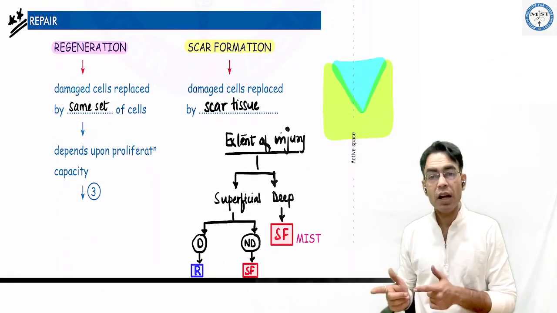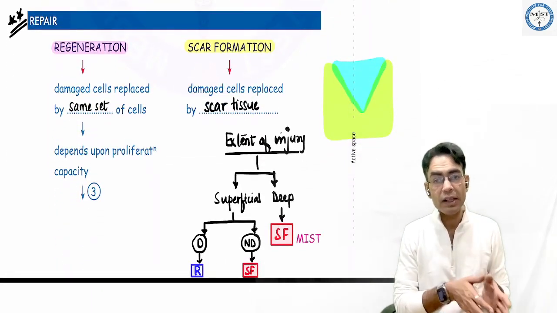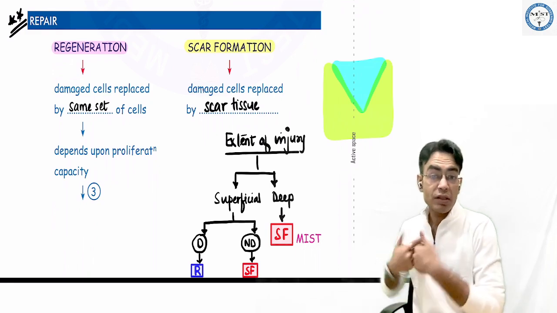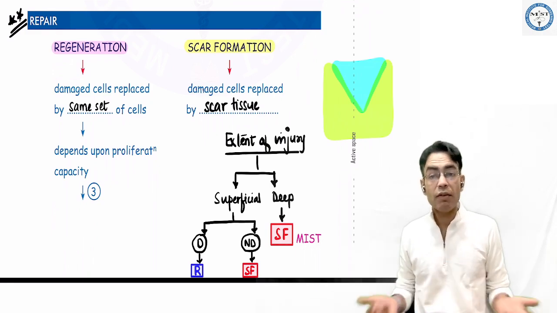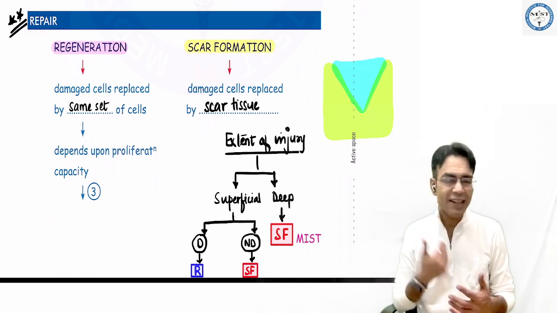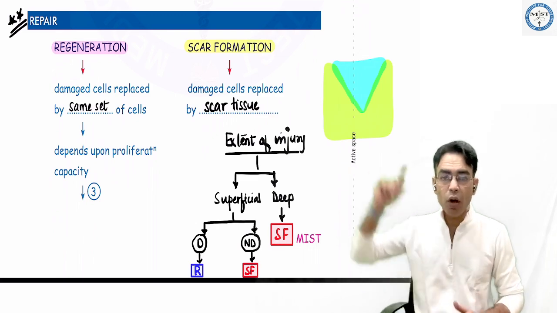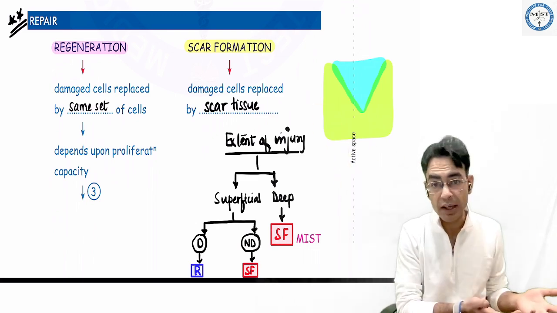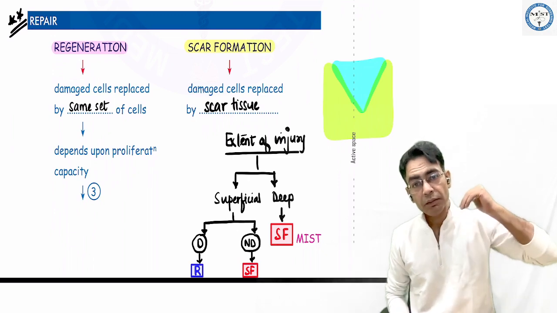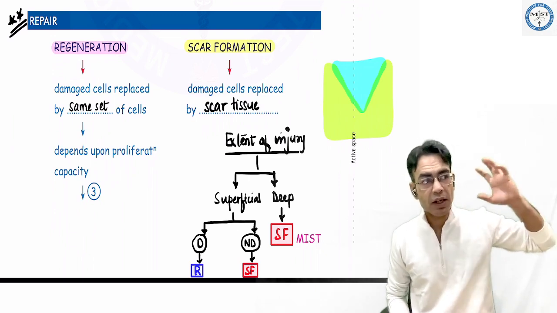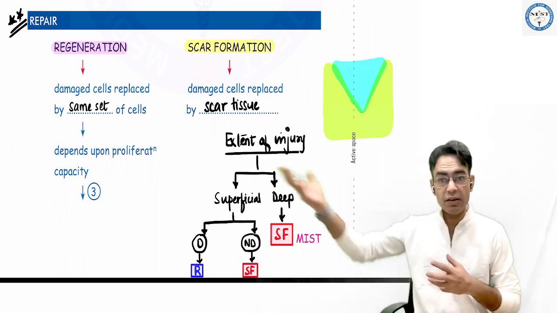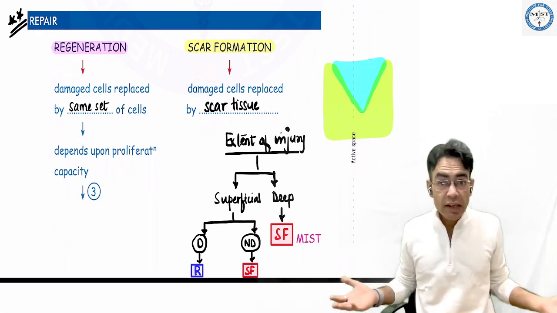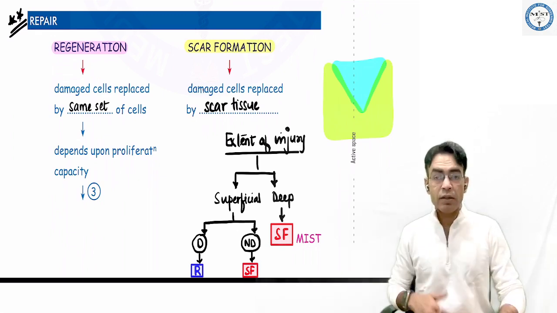Repair: regeneration, scar formation. If you get what you want, regeneration. If you got something else than what you wanted, scar formation. Depends on extent of injury. If it's deep, always scar. If it's superficial, then it depends what kind of cells are damaged. If there are regenerative cells, then regeneration can occur. If the cells are non-dividing, always scar formation.